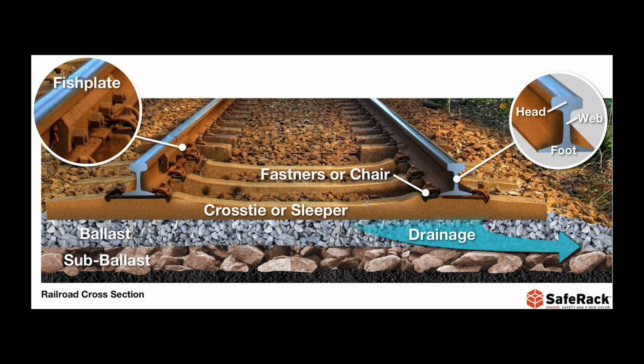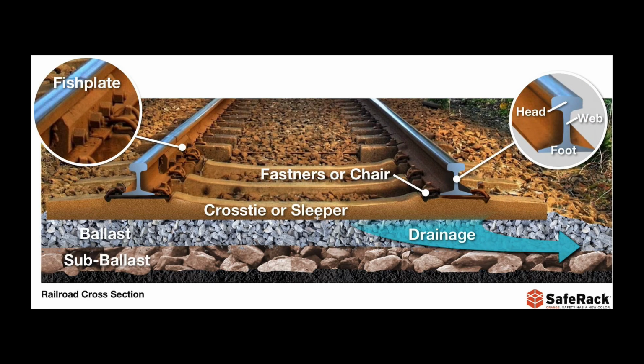So, this is the basics of a railroad here. You see the rail ties here, these wooden things. They can be steel or concrete. Then you have the rails and the fastening device here that actually holds the rail to the tie. And the rail is broken down into three parts: the head, the web, and the foot.